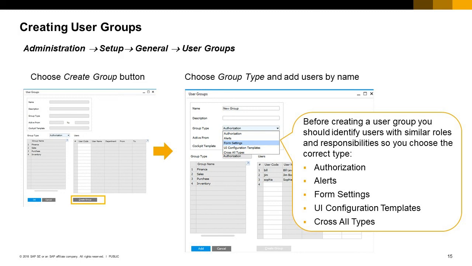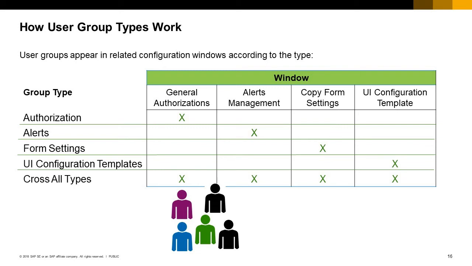You then add users to the group by selecting from the list of users. You can optionally set a valid date range for the new group. For example, you can predefine a set of authorizations for a group and activate them at a later date. User groups appear in related configuration windows according to the type.